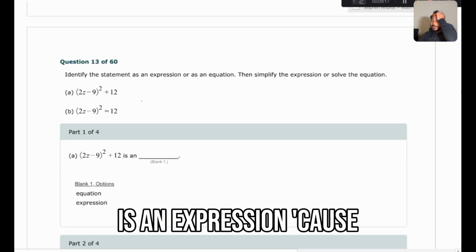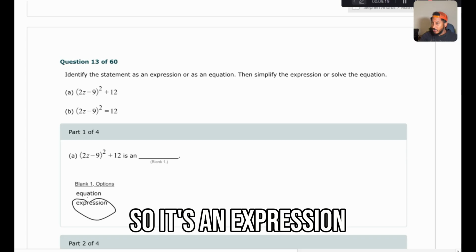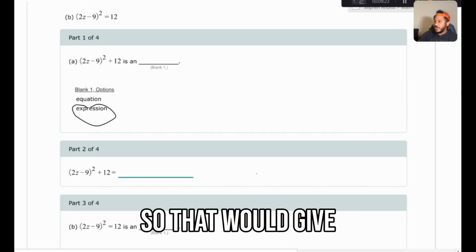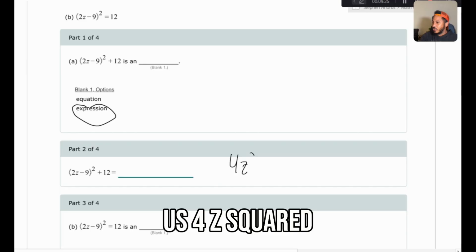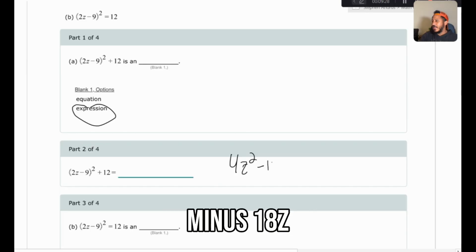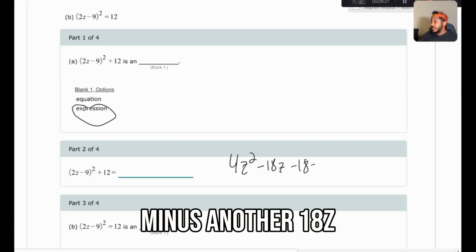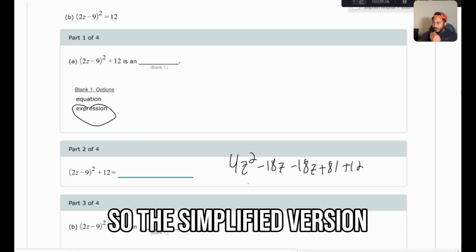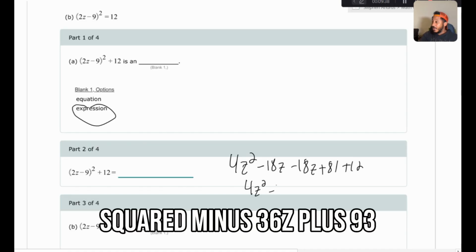So here, same thing, right? So this first one is an expression because there's no equal sign. And then how do we simplify it? Since it is an expression, we just multiply it out, right? So that would give us 4z squared minus 18z minus another 18z, and then plus 81 plus 12. So the simplified version would be 4z squared minus 36z plus 93.